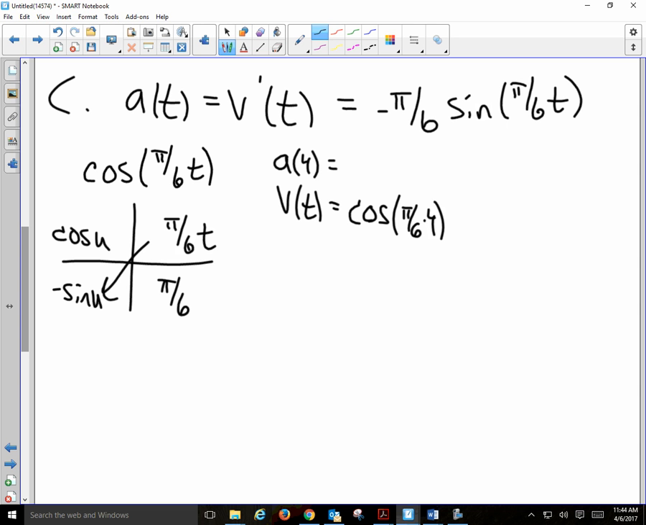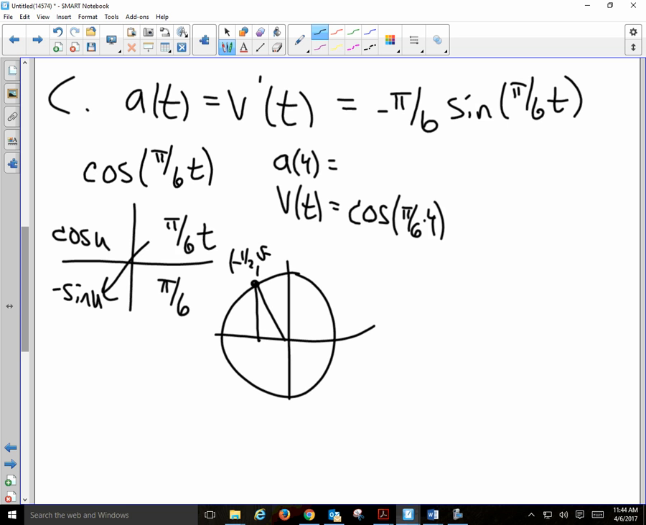2 pi over 3, and then the cosine of 2 pi over 3, that's 120 degrees. This coordinate is negative 1/2, root of 3 over 2. So again, you don't get your calculator for this problem, so you have to be able to do that, which is tough for some people. So what's the cosine? Negative 1/2, right?